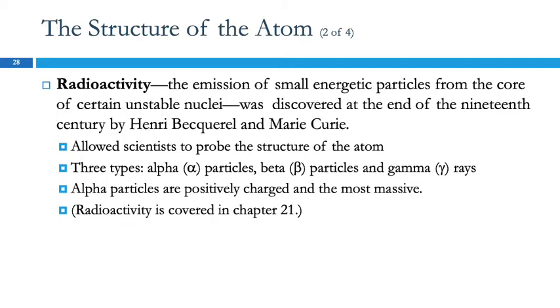There are three main types: alpha particles, beta particles, and gamma rays. The alpha particles have a positive charge on them, and they are the biggest. If you take Chem 1B, you'll learn a lot more about radioactivity, but that's all we need for now.